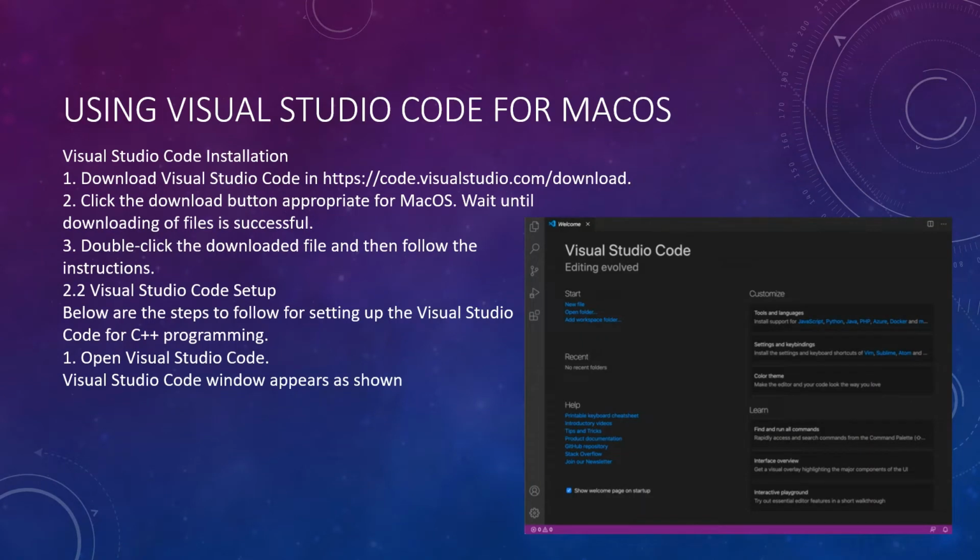Using Visual Studio Code for Mac OS. For installing the Visual Studio Code, just download the Visual Studio Code in the link shown in the presentation. And just like what we did last time, click the download button appropriate for Mac OS. Wait until downloading of files is successful. Double-click the downloaded file and then follow the instructions.